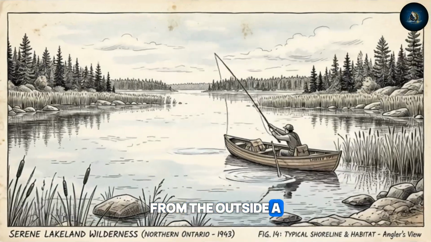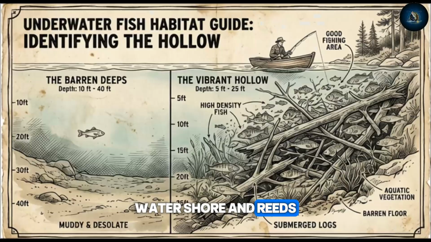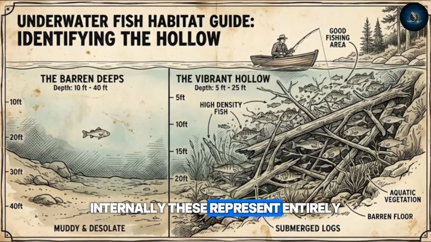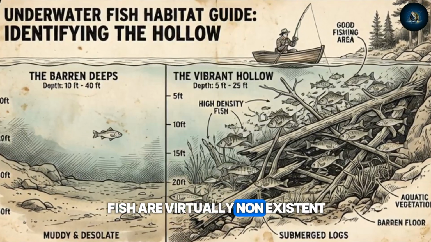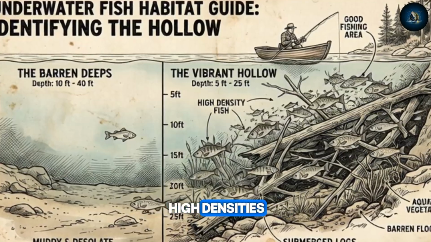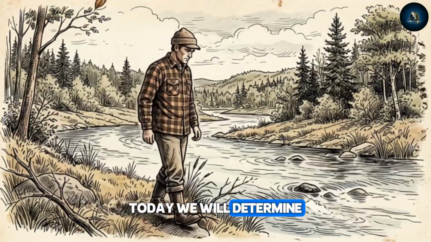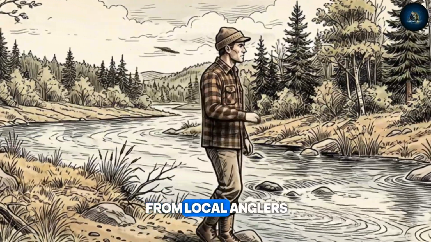From the outside, a lake appears identical everywhere: water, shore, and reeds. However, internally, these represent entirely different worlds. There are regions where fish are virtually non-existent, and there are specific locations where they gather in high densities. Today, we will determine how to locate them without using a fish finder, a boat, or advice from local anglers.